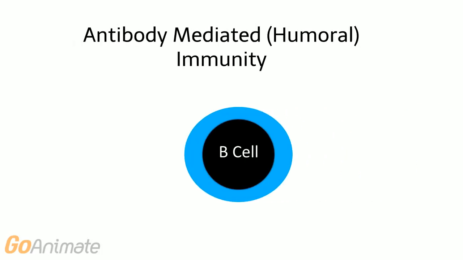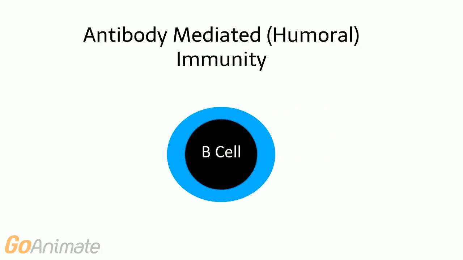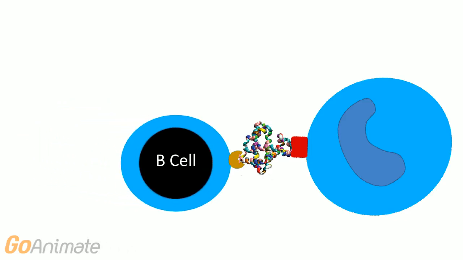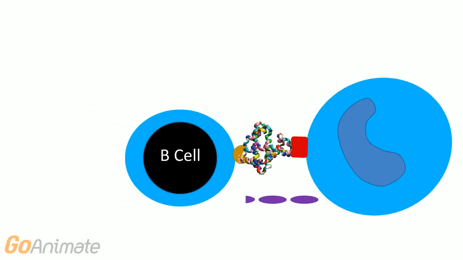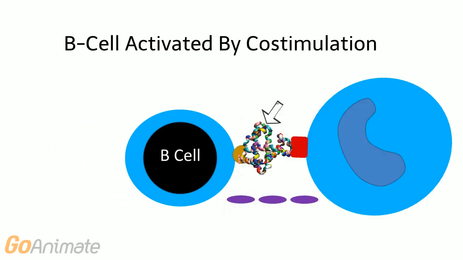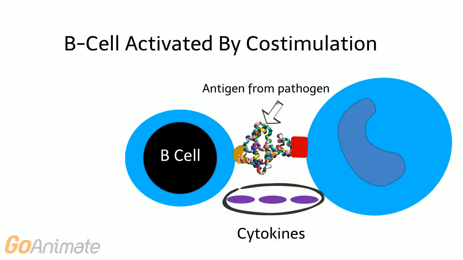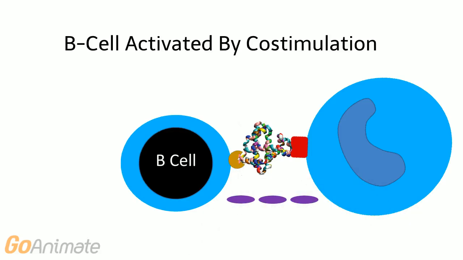B lymphocytes or B cells are involved in antibody-mediated or humoral immunity. B cells are activated by co-stimulation, which involves a connection between an antigen receptor on the B cell and an antigen from a pathogen. Here, an antigen from a pathogen is displayed on a macrophage, which acts as an antigen-presenting cell. Along with the antigen-antigen receptor connection, substances called cytokines are secreted by the macrophage, which also helps to activate the B cell.